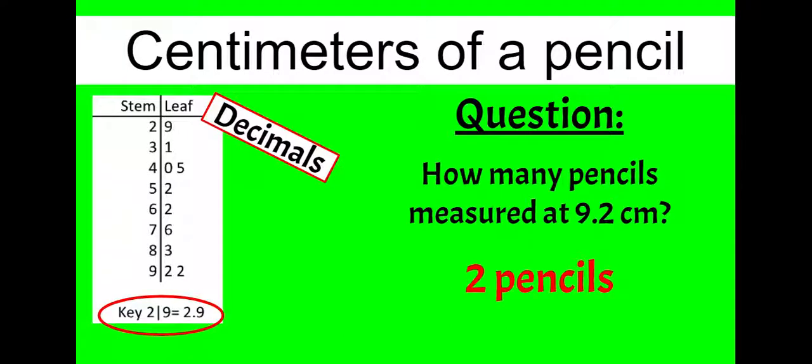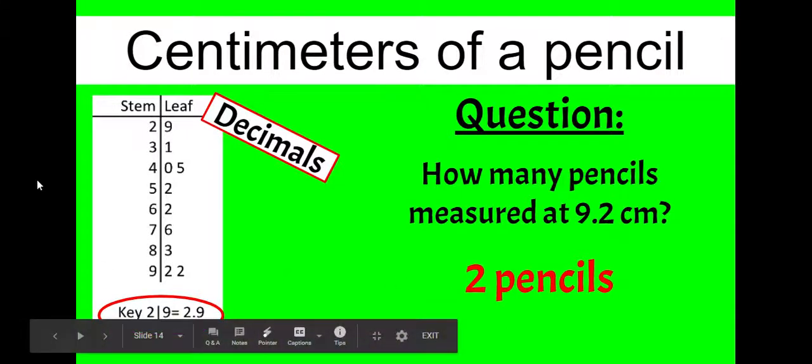If you answered 2 pencils, then you are correct. So every single pencil that we measured was a different length except 2 of our pencils, because one of them measured at 9 and 2 tenths, and another one also measured at 9 and 2 tenths, which is why there's 2 answers down here at the bottom.